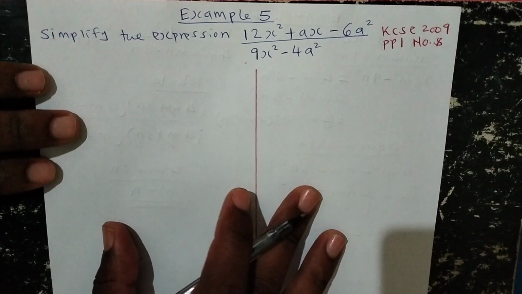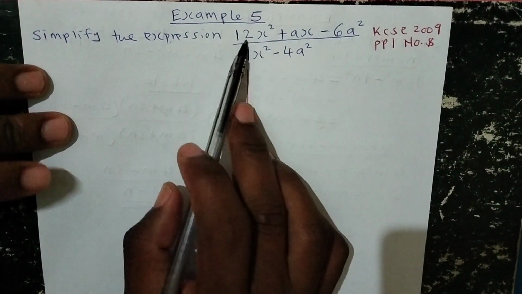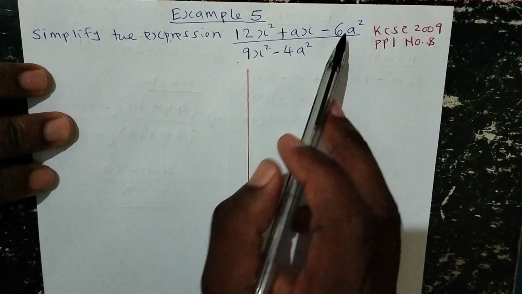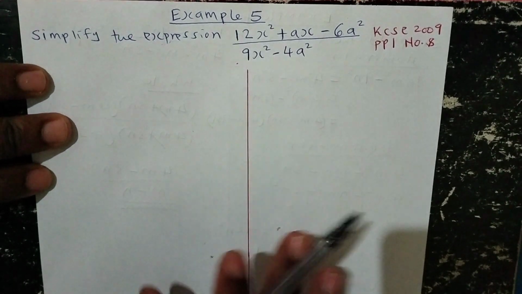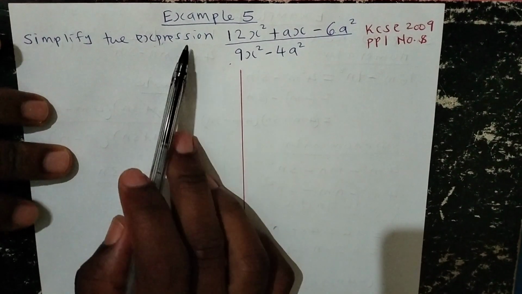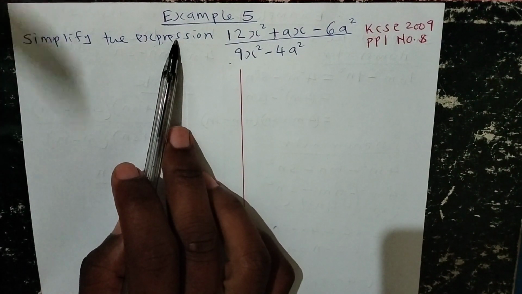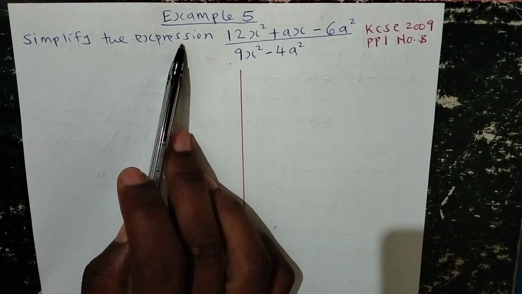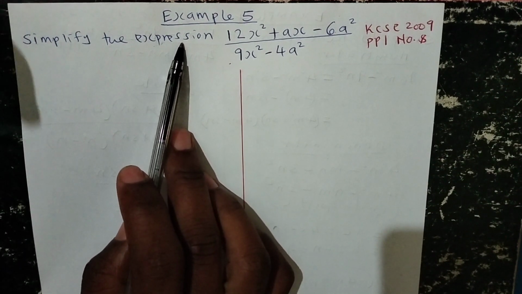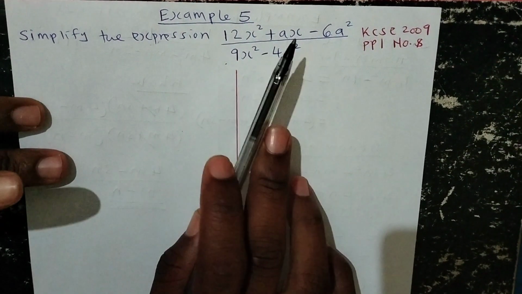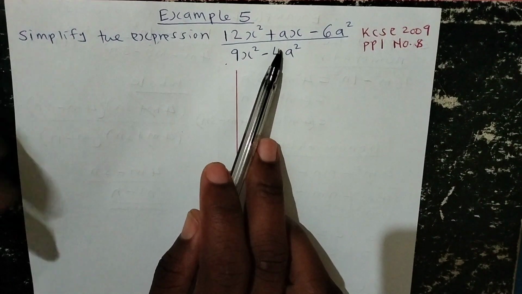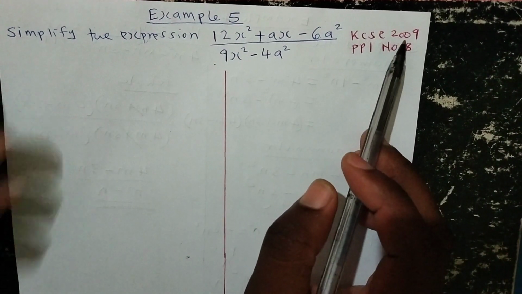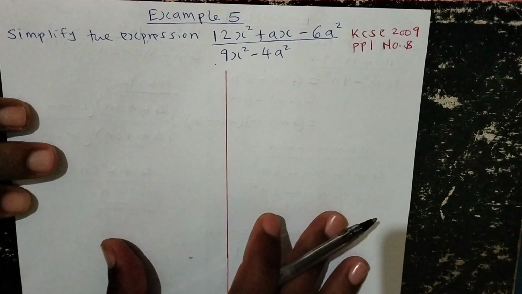Then we look at our example 5, which reads: simplify the expression 12x squared plus ax minus 6a squared divided by 9x squared minus 4a squared. So remember, the difference between an expression and an equation is that an equation usually has an equal sign, but an expression does not have an equal sign. So for example, this is an expression and not an equation because it doesn't have any equal sign. This is a past paper question done in 2009, paper 1, question number 8.